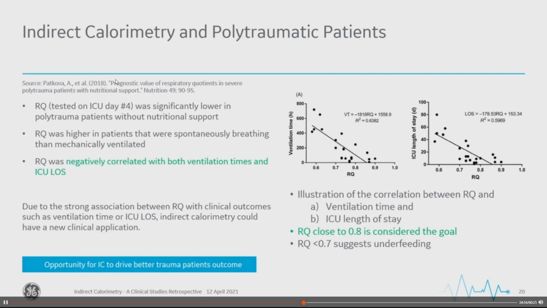And once again, Petkova here touts that an RQ close to 0.8 is considered the goal, and anything under 0.7 is suggestive of underfeeding.